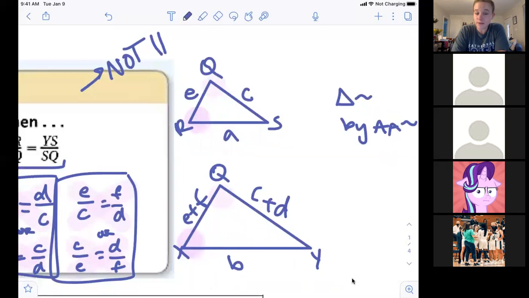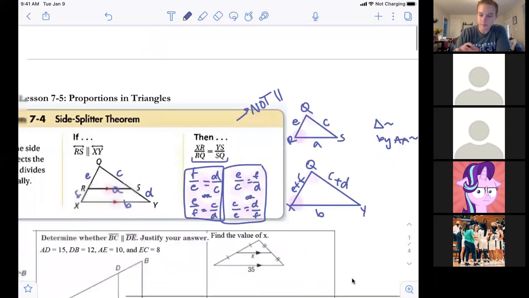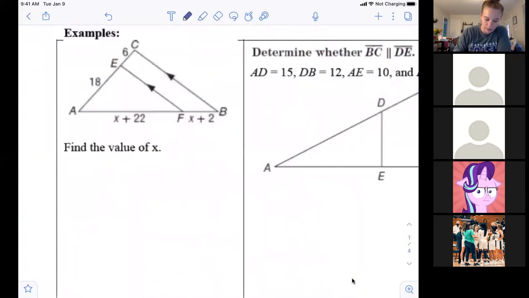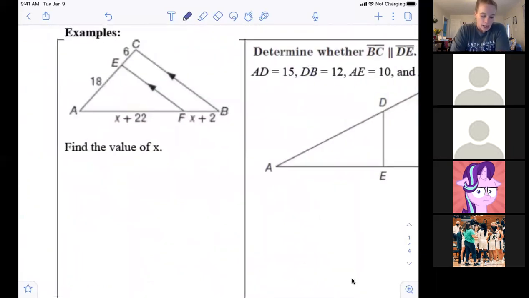But we can use our similar triangles in order to solve for A and B. Okay. Anybody have any questions so far? We're going to use these proportions to help us find everything else. So I'm going to set up the first one. I've got this shape. I've got these triangles. I'm going to do my side splitter theorem because I see two parallel lines.